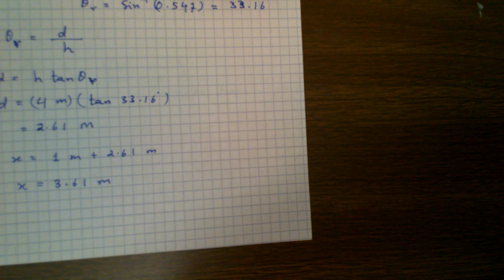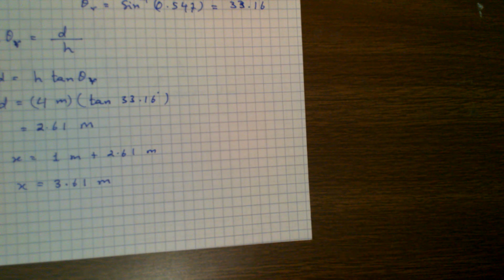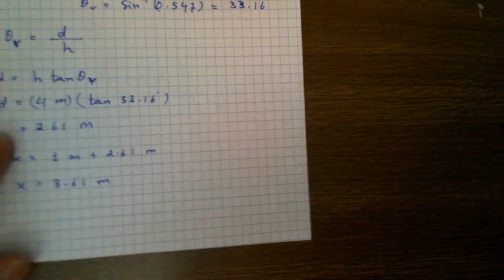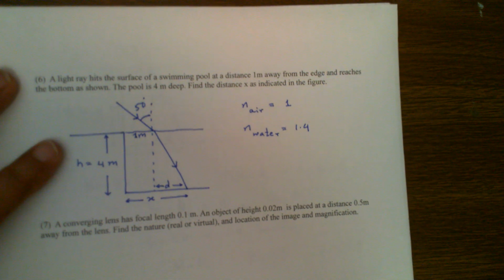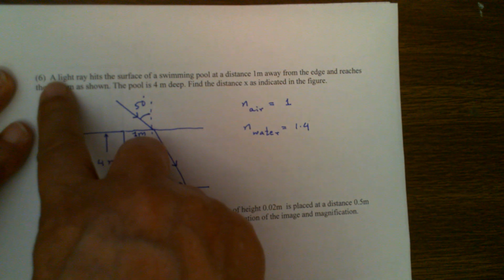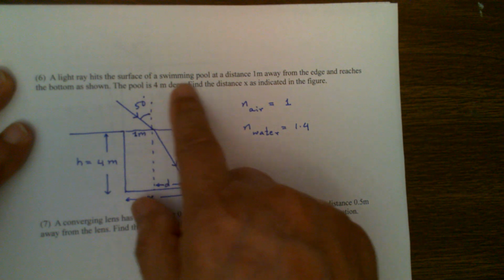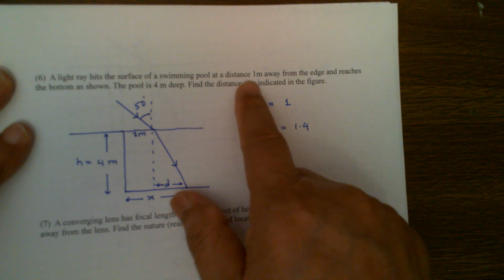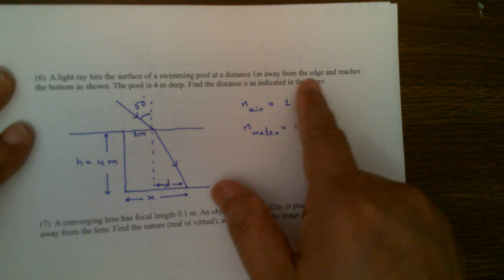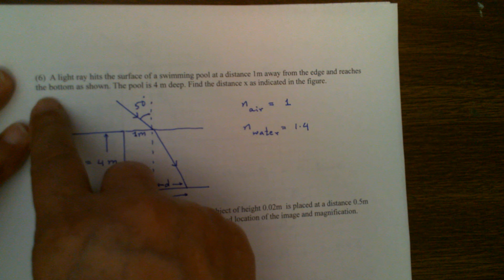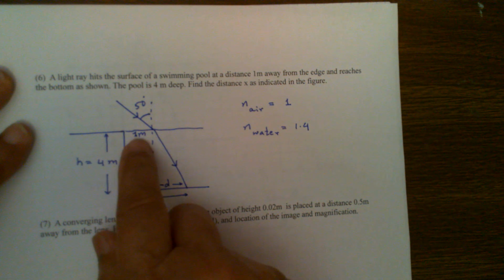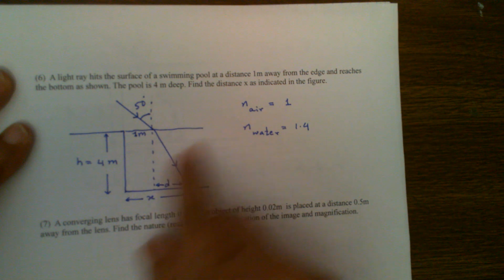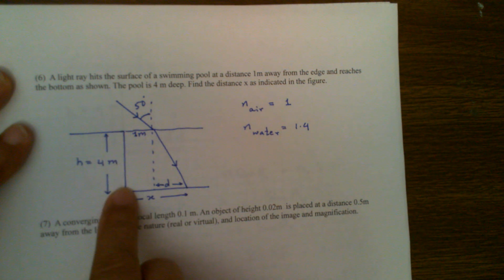All right, now let's go to the next problem. The next problem is about Snell's law. In this one, a light ray hits the surface of a swimming pool at a distance 1 meter away from the edge and reaches the bottom as shown. So this little distance is 1 meter. This is water, and this is the swimming pool boundary.